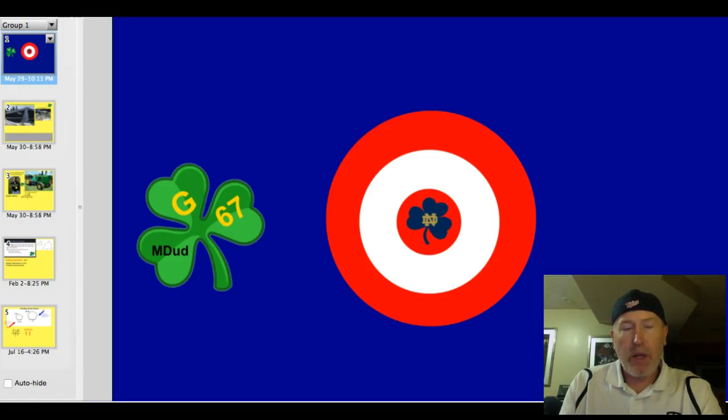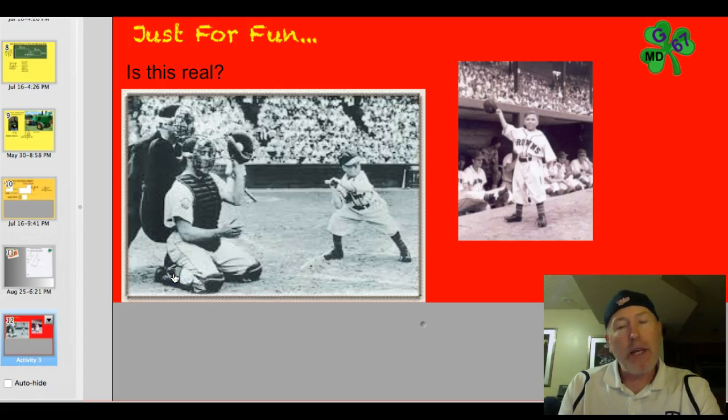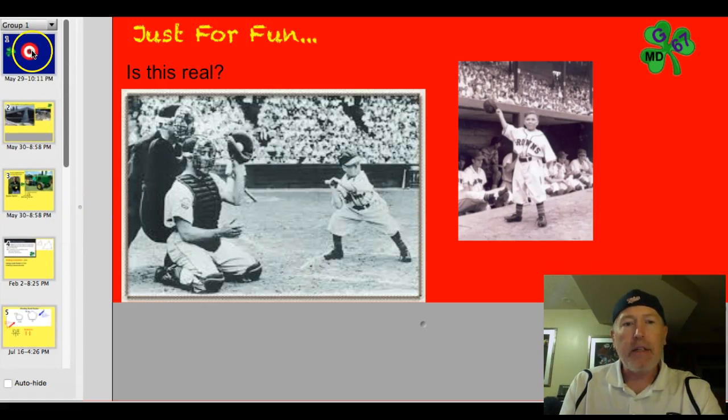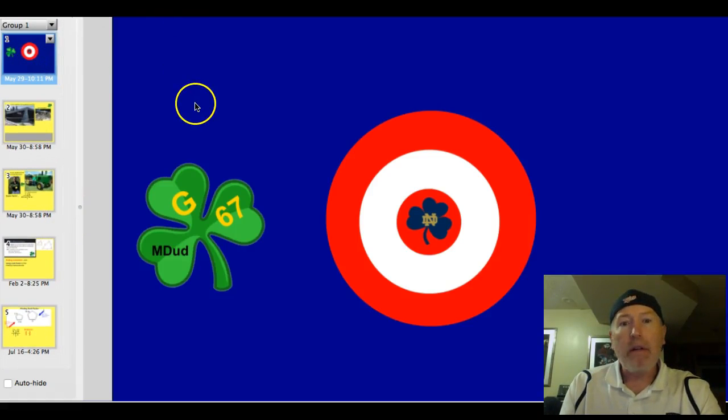Tonight we're going to be finding the scale factor and using it to solve problems. Before we do that, let's start off with a scale factor related trivia question. Is this real? Is this legit? Is this a real Major League Baseball game? That's certainly what it looks like. Is it the real thing or not? I'll be back with the answer to that after instruction.